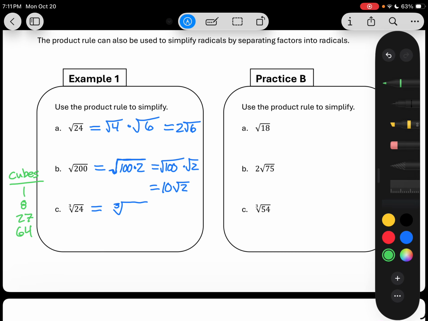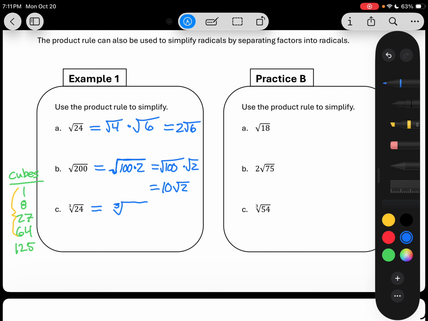Sorry, 125. I was thinking of a different one. 125 is a perfect cube, and then they just start getting bigger. So I mainly know, obviously, as you saw, I mainly have these ones kind of in my memory bank, and then anything other than that I will use a calculator for.